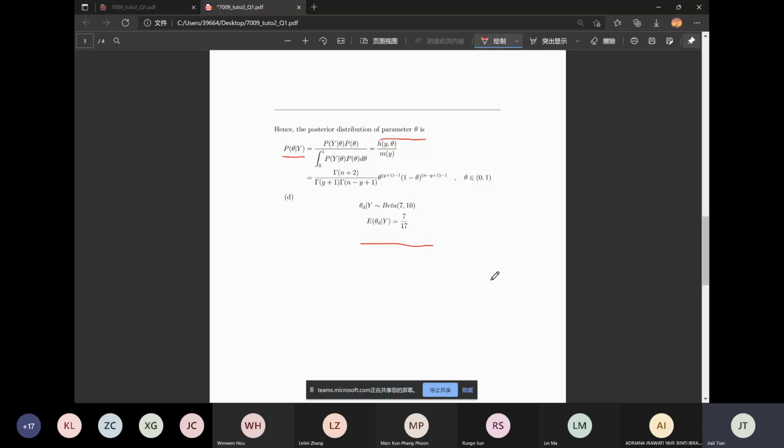So your posterior is proportional to your likelihood multiplied by 1. You get the same answer, but you don't need to integrate. It's not wrong, but it's just not needed. Okay, all right. Thank you.